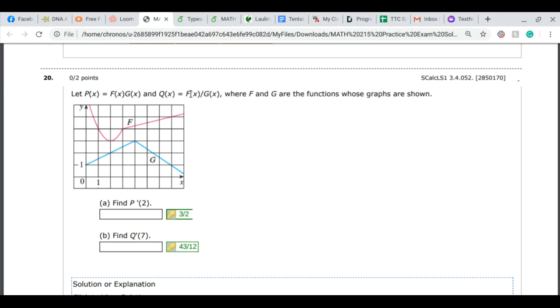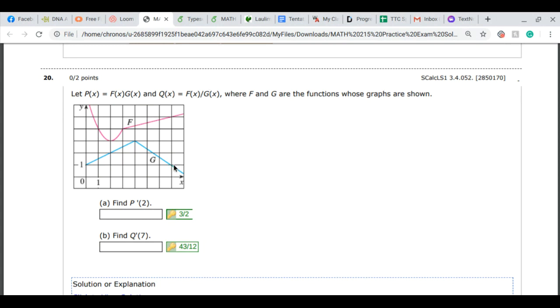Now, what's f prime of 2? We saw before, f prime of 2 is... we're not doing that. We're doing f prime of 7, q prime of 7. So it's 1, 2, 3, 4, 5, 6, 7. Okay, that's good. So g of 7 is just 1. 1 squared is 1, so the denominator is going to be 1.